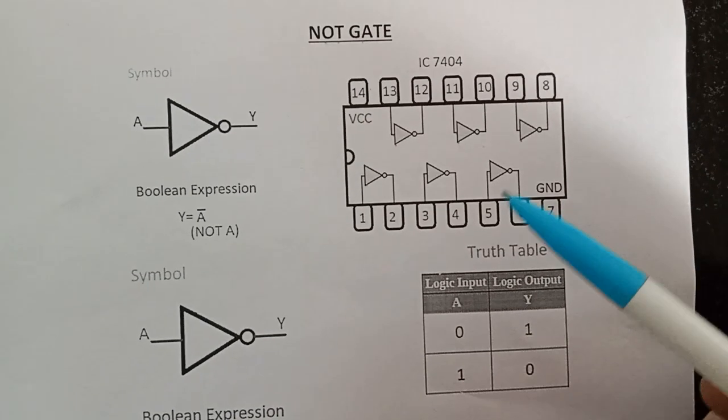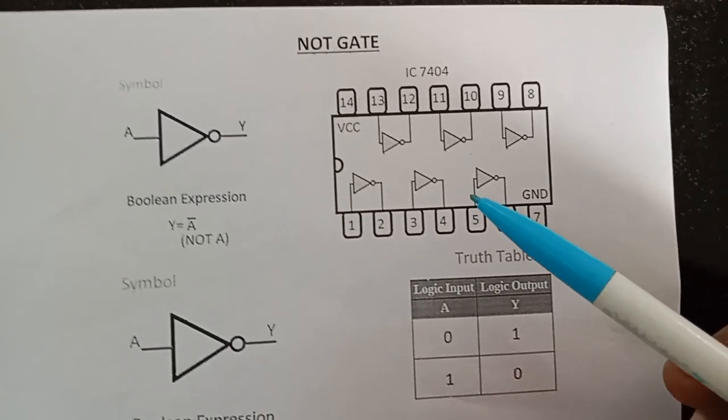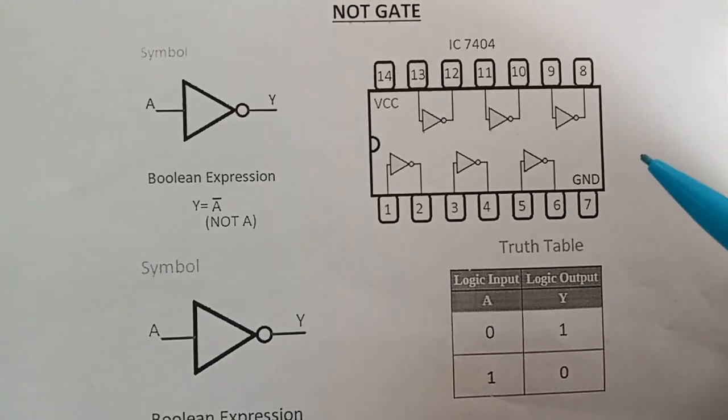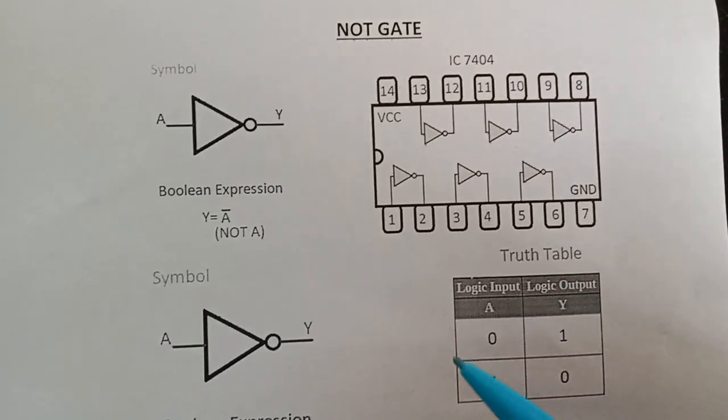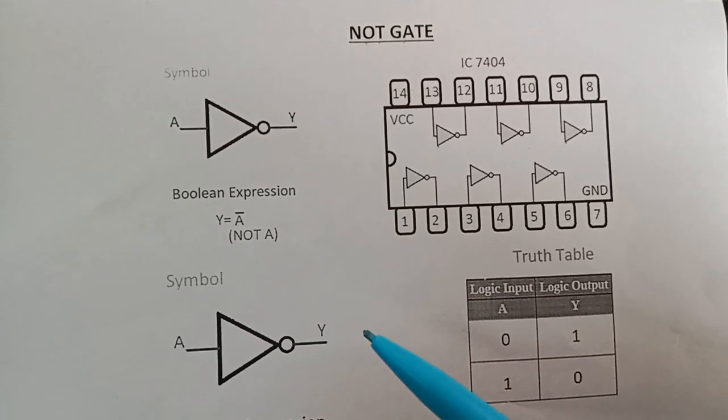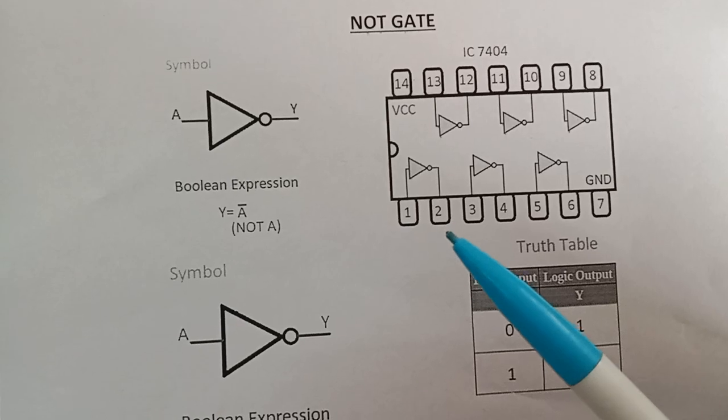So this is the pin diagram for the NOT gate. IC 7404 is the part number. It has 14 pins, and in this IC 6 NOT gates are available. It has only one input, A is the input and the output is Y. It provides the inversion operation.